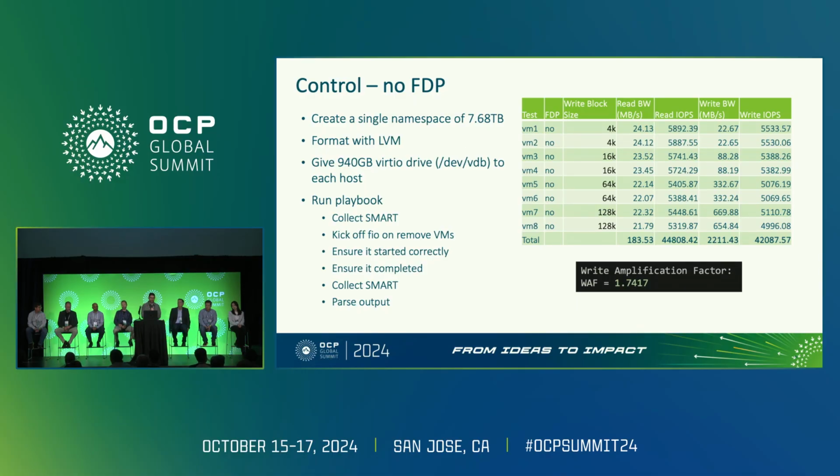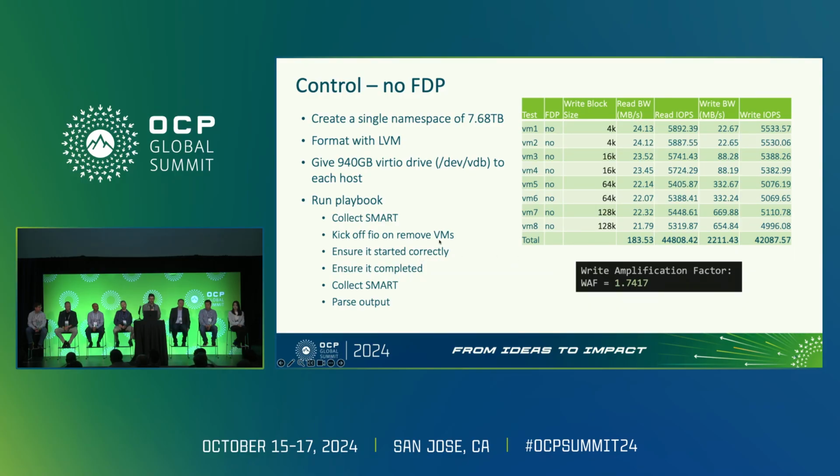And I'm going to format it with LVM and then give each of these 8 VMs, with virtio, a /dev/vdb, which is what they show up as on the VMs. I had to make it 940 gigabytes just because of the size of the RUH. 7.68 divided by 8 is obviously 960 gigabytes, but you can't do exactly that because of the RUH size.